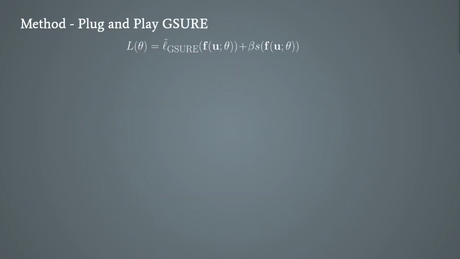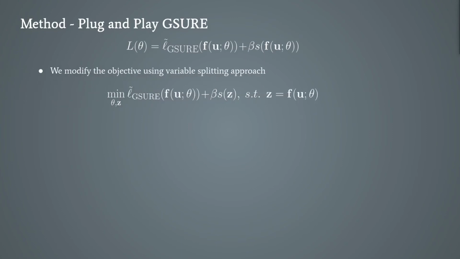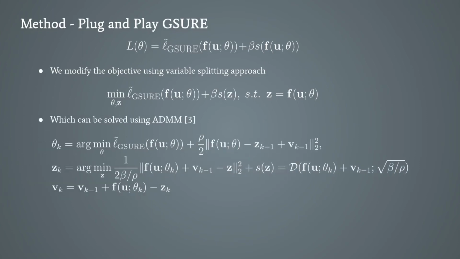Although the projected GSURE estimates the projected MSE, we still would like to add another prior term for gaining better results. Therefore, we modify the following objective using a variable splitting approach, and then solve it using ADMM, where we use BM3D denoiser for solving the second step and run the whole scheme for a number of iterations, similar to what is done in the plug-and-play approach.